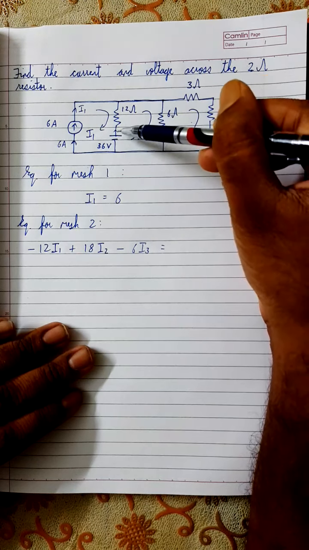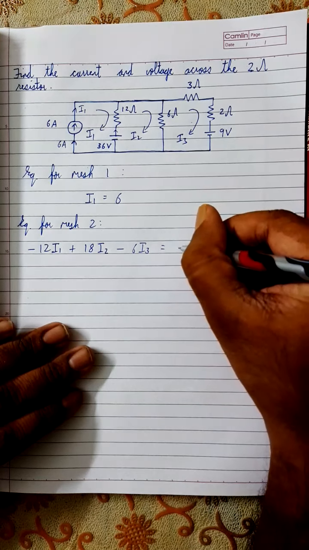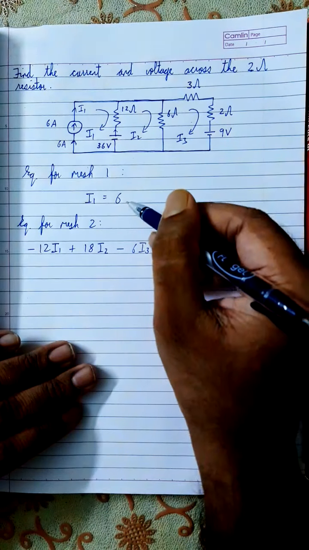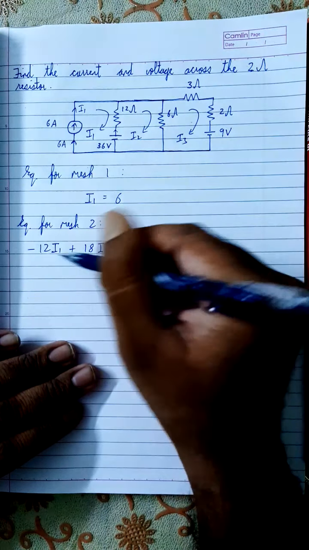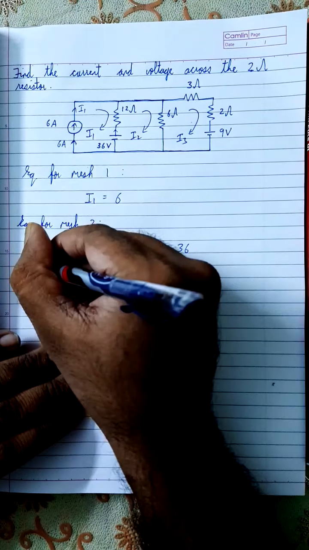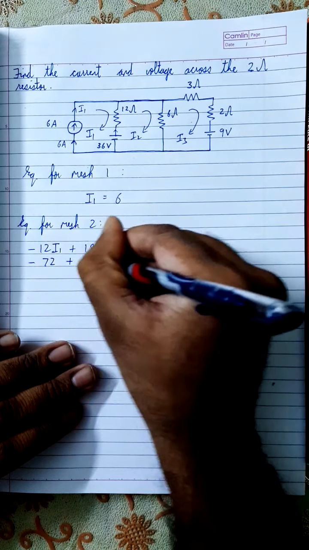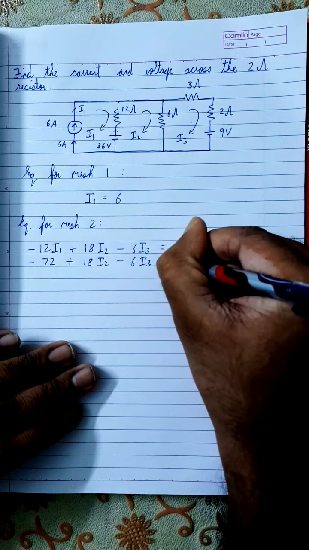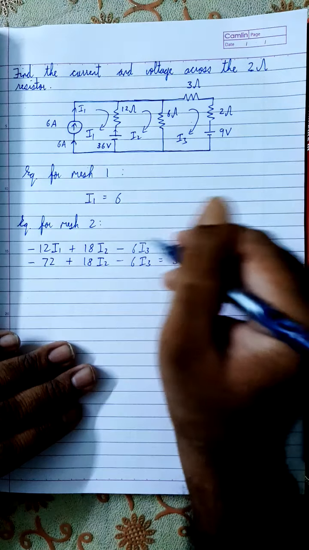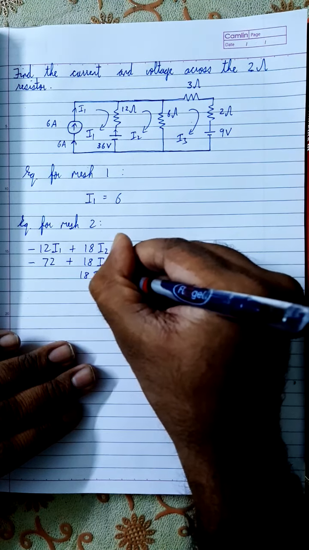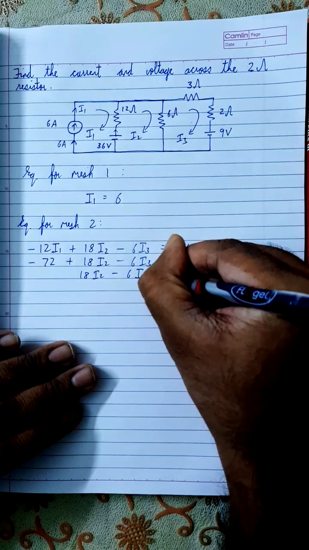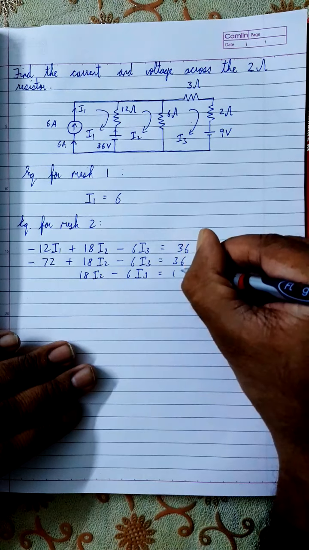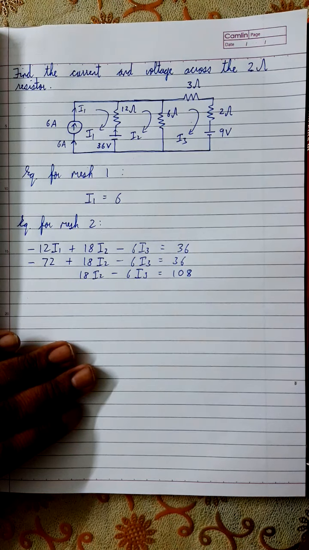This positive terminal is supplying I2, or supporting I2, therefore it is plus 36. This is the equation. Now we already know the value of I1 is 6, so this becomes 12 into 6, which is minus 72. So this is minus 72 plus 18 I2 minus 6 I3 is equal to 36, or in other words 18 I2 minus 6 I3 is equal to 36 plus 72, so it becomes 108.